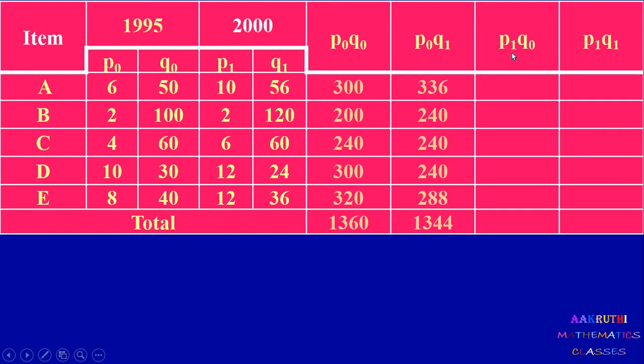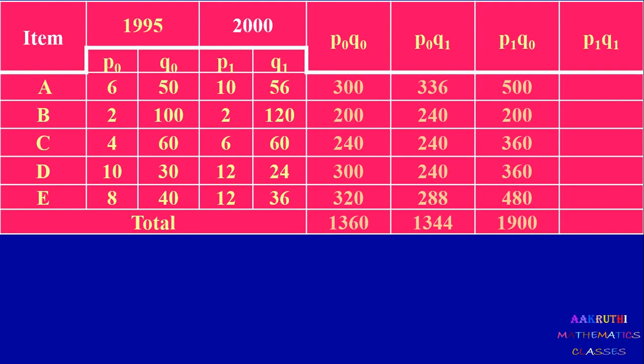Then we have to calculate P1 Q0. So multiply P1 and Q0, that is 10 into 50. 10 into 50 is 500. 2 into 100, 200. And it is 6 into 60. 6 into 60 is 360. 12 into 30 is 360. And 12 into 40 is 480. So adding all this, we get summation of P1 Q0, and summation of P1 Q0 is 1900.